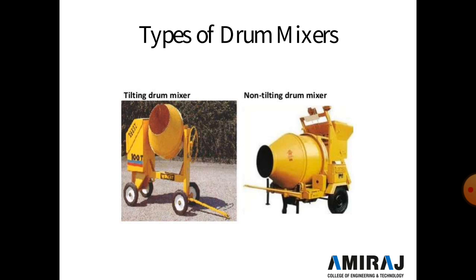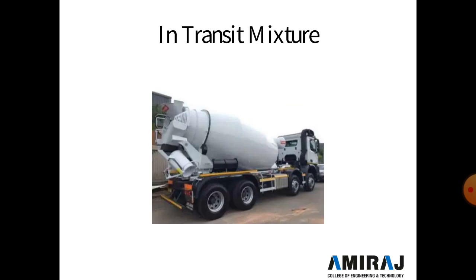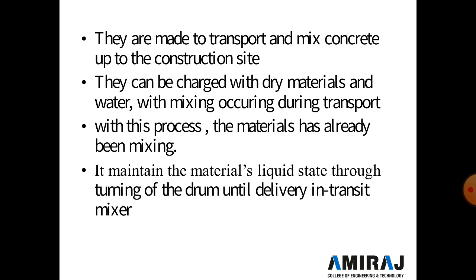And in a non-tilting machine, material is removed from this drum by revolving the drum in a clockwise or anti-clockwise direction. Now another type of mixer machine is the in-transit mixer. See this photograph. In this photograph we see this type of truck on a construction site or on a road. These are made to transport and mix the concrete up to the construction site, and they can be charged with dry material and water, with mixing occurring during the transport.